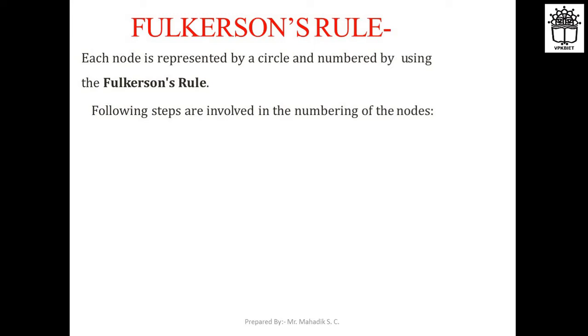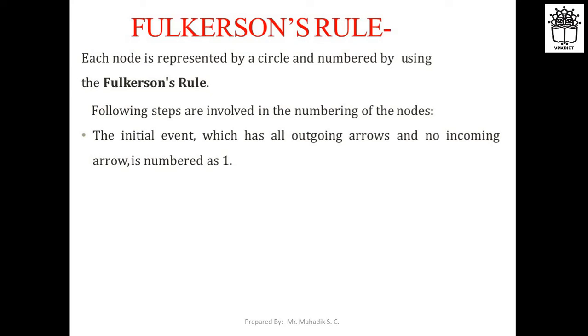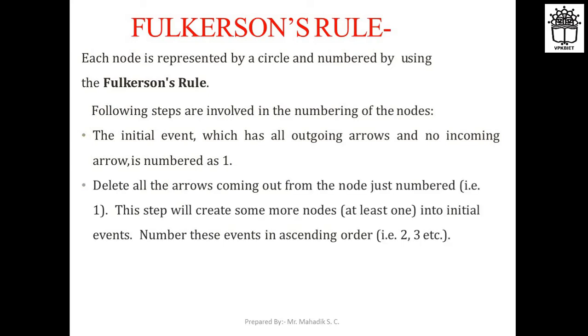So how to represent that? Let us see. The following steps are involved in the numbering of the nodes. First, the initial event which has all outgoing arrows and no incoming arrow is numbered as 1. That means the first event from which all the arrows are going, with no incoming arrows to that event, is numbered as 1. Remember that.